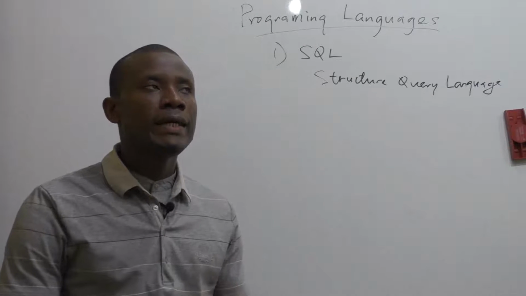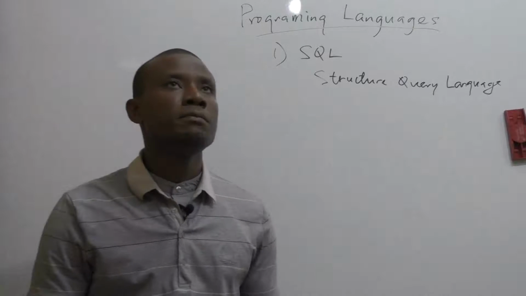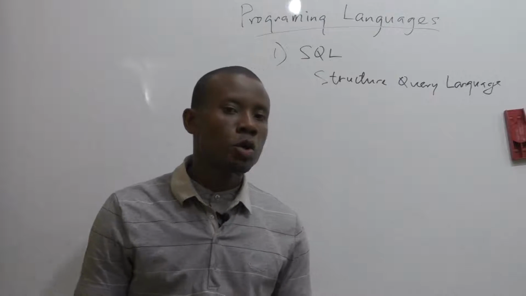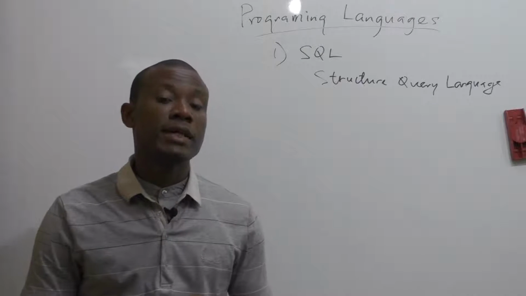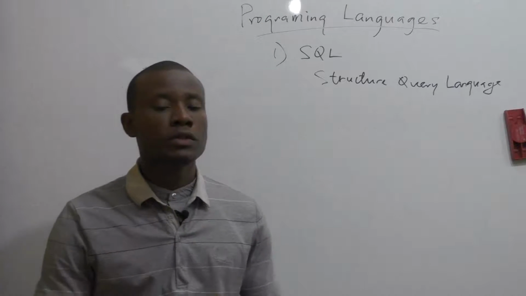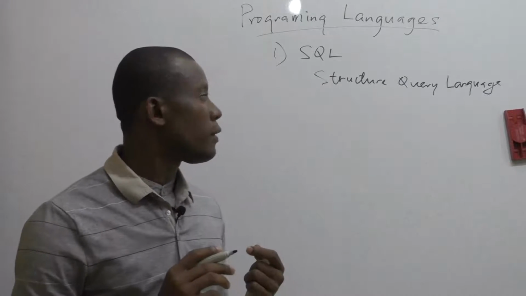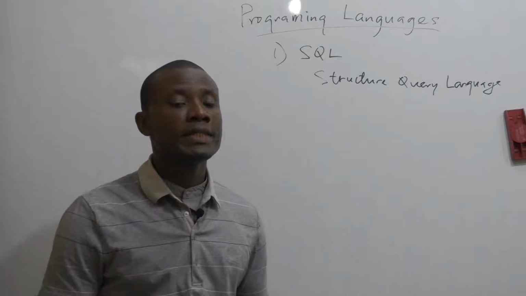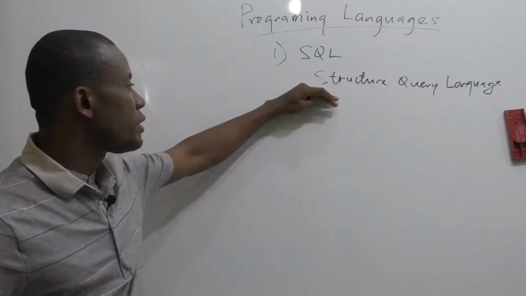It was developed, I think, by a computer programmer named Chamberlain, and a second one called Raymond, in the 70s. Yes, in the 70s this programming language was developed, and since then it has been the most popular programming language because it handles databases. So what really does it work for?